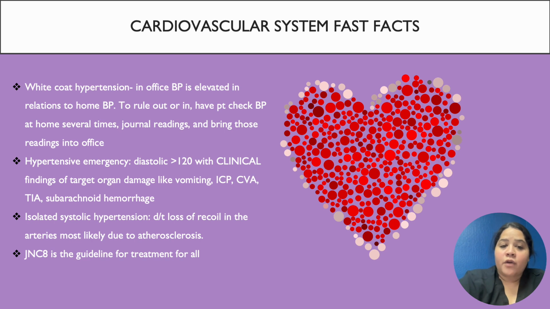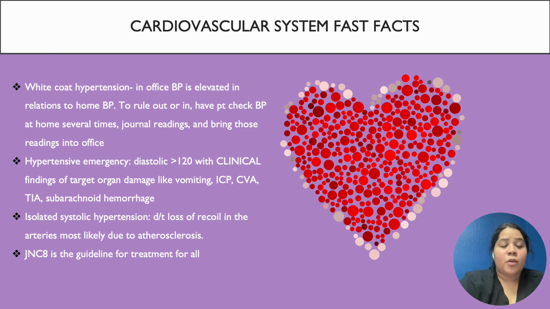We've reached the cardiovascular system fast facts, and there's just a few things that I want to mention and make sure that you understand. White coat hypertension is a syndrome that occurs when office blood pressure readings are elevated in relation to home blood pressure readings. To rule this syndrome in or out, we will have the patient check their blood pressure at home several times, journal their readings, and bring those readings into the office so we can compare to what we are seeing.